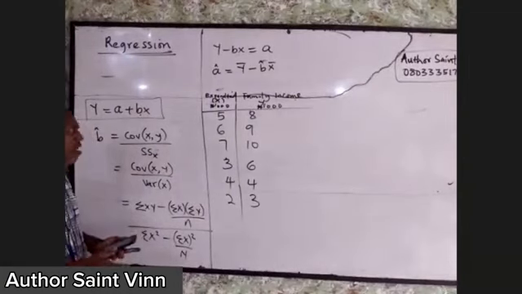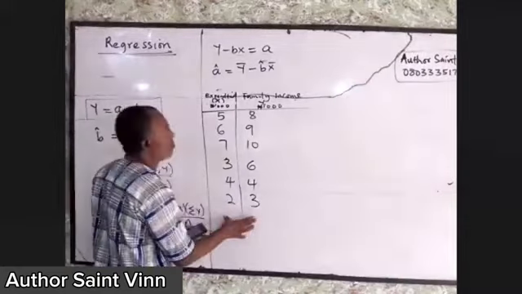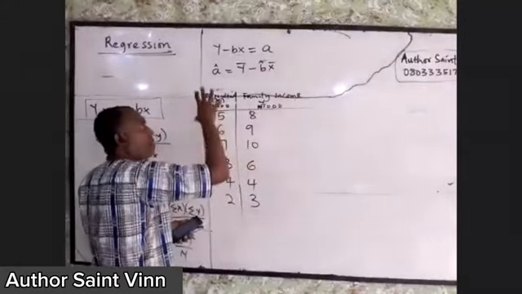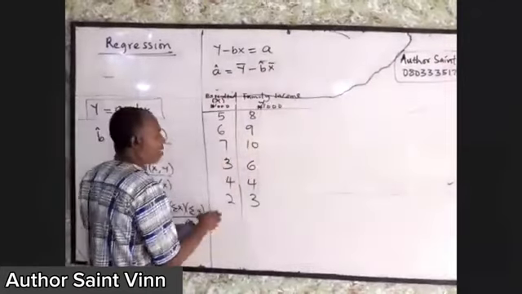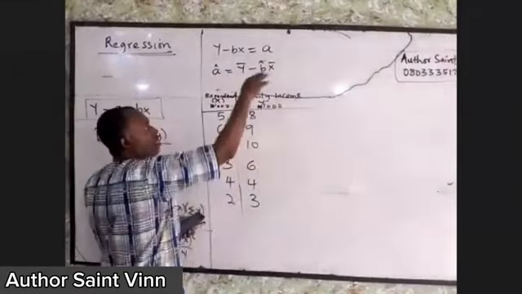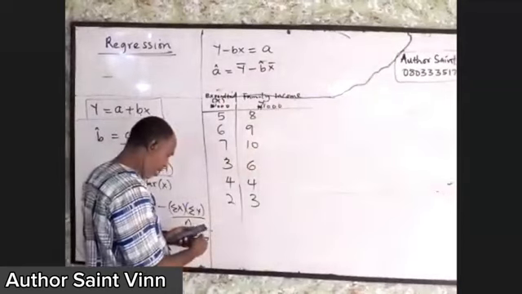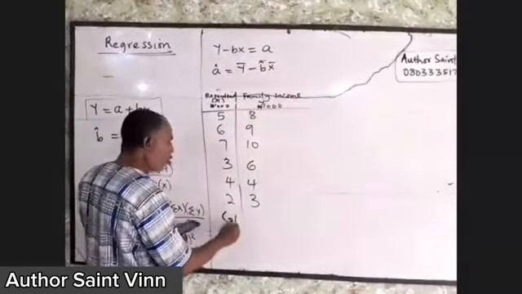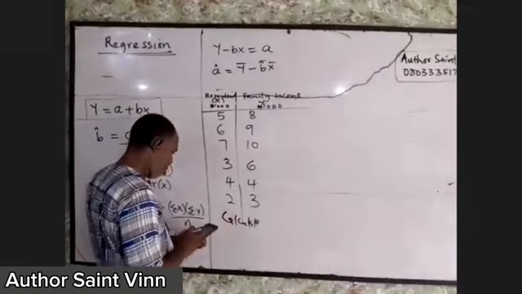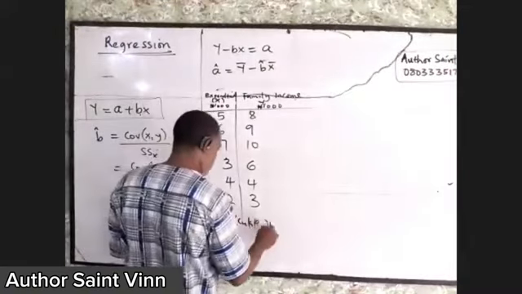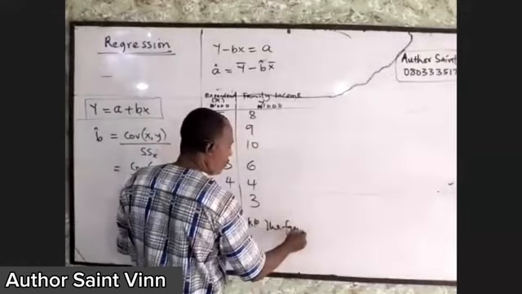Those of us online, this is the question. This is data about family income and expenditure. The expenditure is the X in thousand. The family income is Y. So according to this question that I will put on the board, I want to calculate the family income.